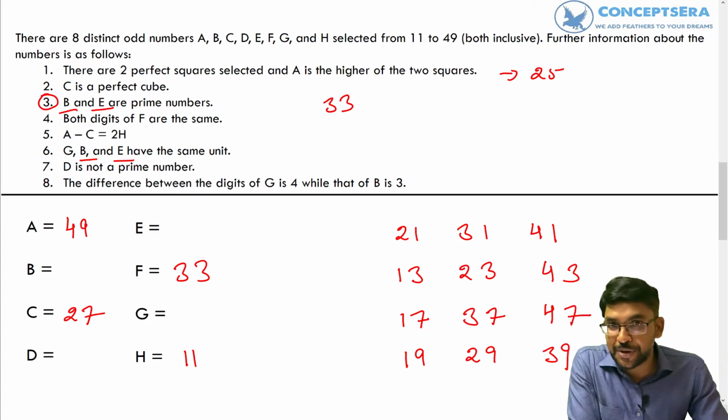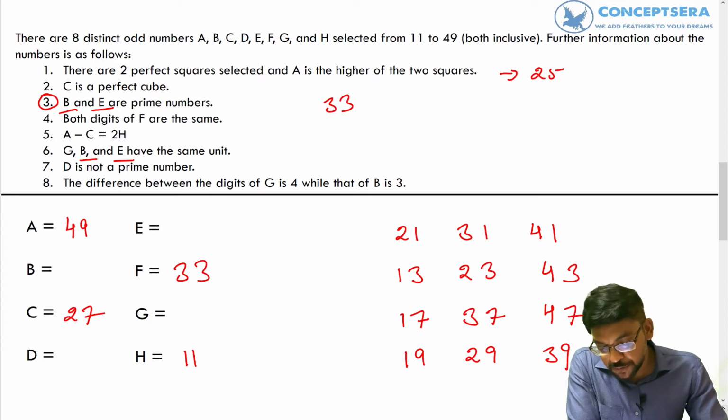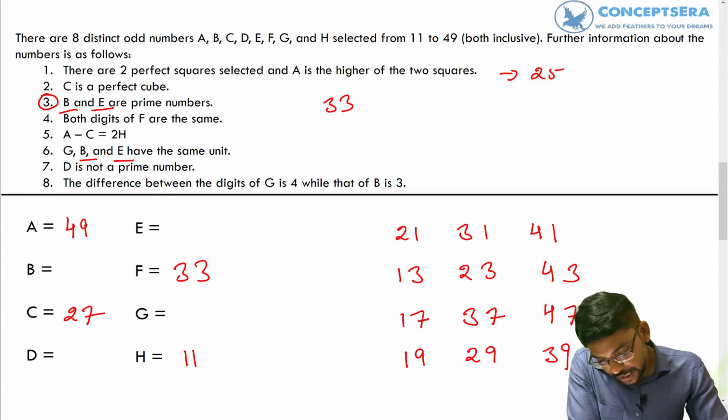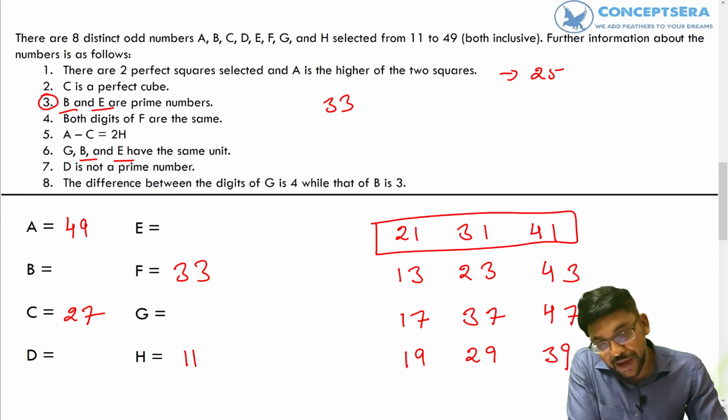Now if you see statement 8, it says the difference between the digits of G is 4 and the difference between the digits of B is 3. So if you see G, can we say out of these 3 numbers, one of them has to be G?